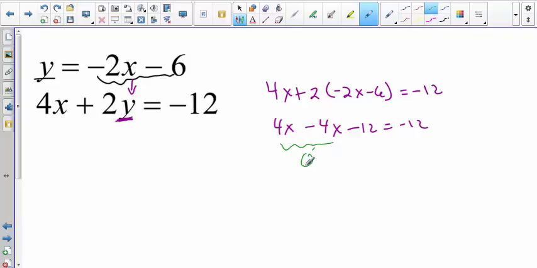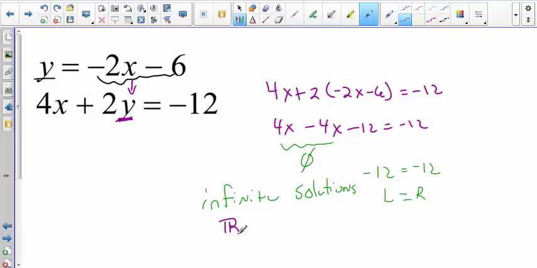4x and negative 4x goes to 0. So our variables drop again. But now we're left with negative 12 equal to negative 12. Well, the left side now equals the right side. When you have this scenario, the answer is infinite solutions. Now, you can also call it all real numbers, meaning any x value that you pick will work, or any ordered pair that you choose will work.